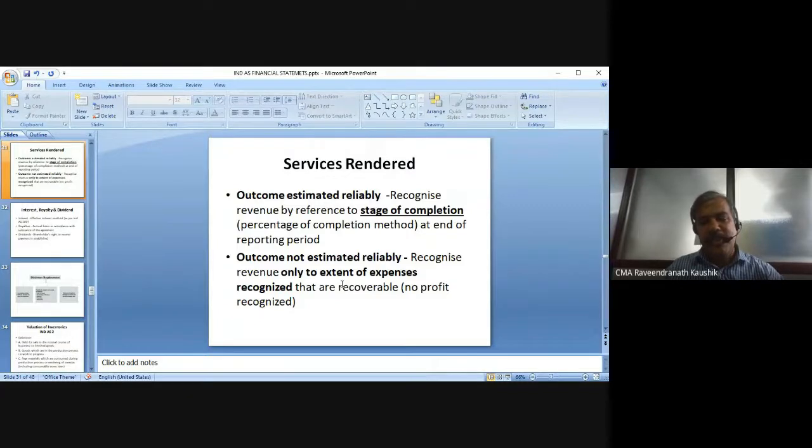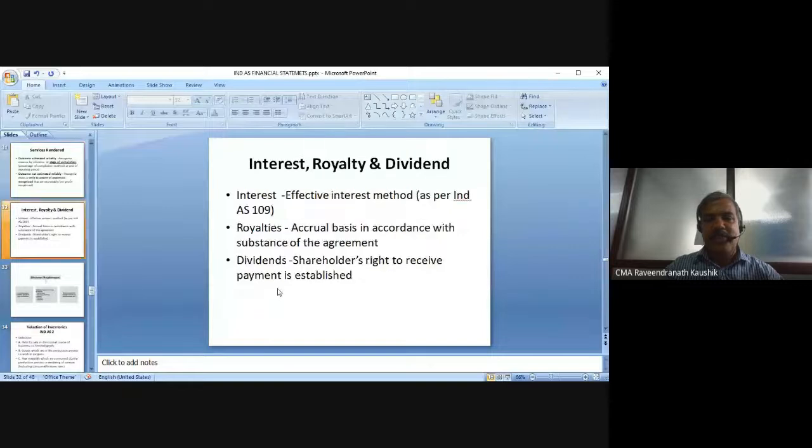What happens if the outcome is not estimated reliably? Then you cannot use the stage of completion here. Then you need to recognize revenue only to the extent of expenses recognized that are recoverable. So if there are any expenses which are recoverable because of the outcome not being estimated reliably, then you recognize the revenue only at that point. So no profit is recognized. Here you cannot recognize a profit. You can recognize the expenses, that's it, which are recoverable, right? That part of the expenses needs to be recognized. So recognition doesn't mean only recognizing revenue. Recognition of expenses is also a part of it.